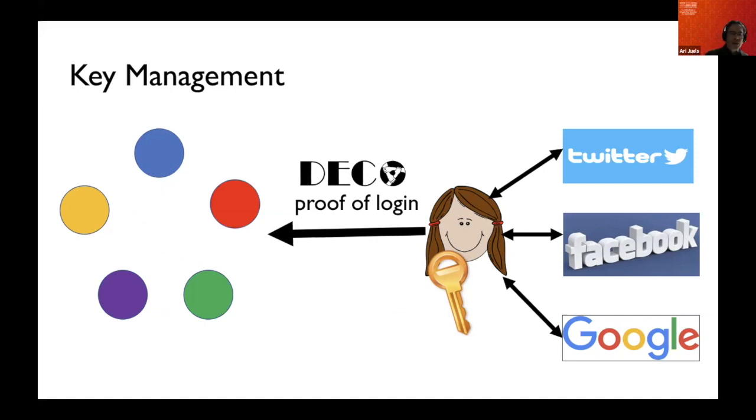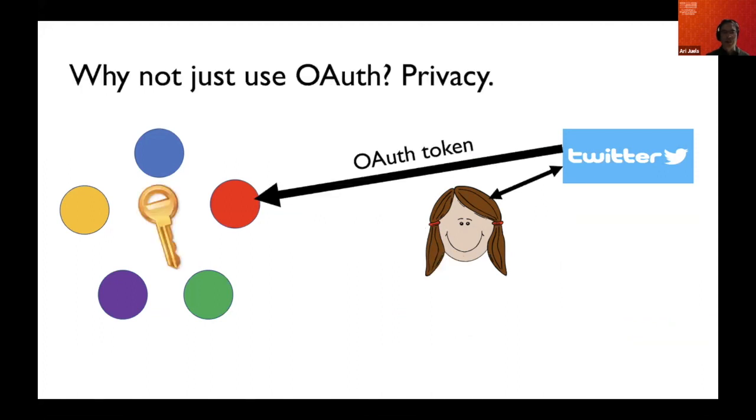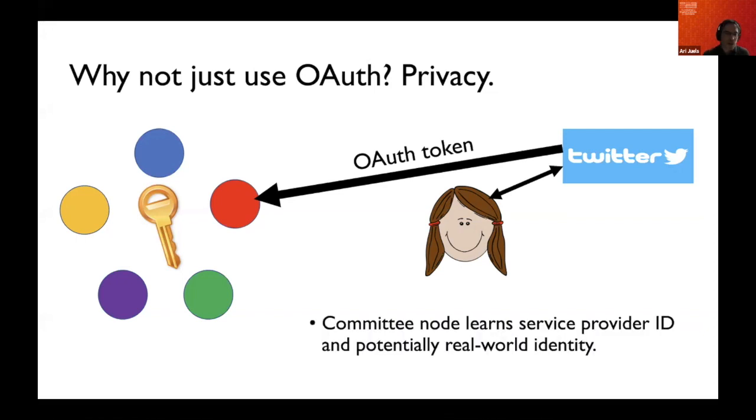Now, you may ask, why don't we just use OAuth for this purpose? Isn't this what OAuth was designed for? The reason we use DECO in Candid is because of privacy. The transmission of an OAuth token leaks information that we think would be undesirable in a decentralized identity system.